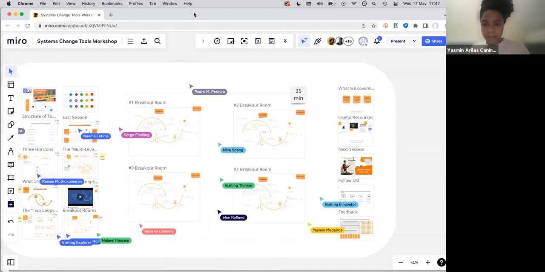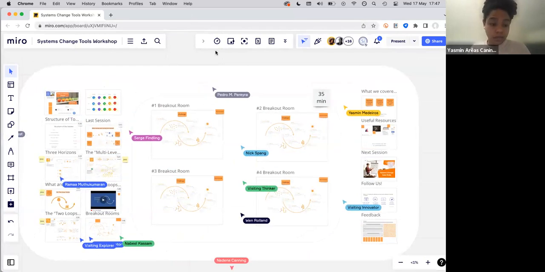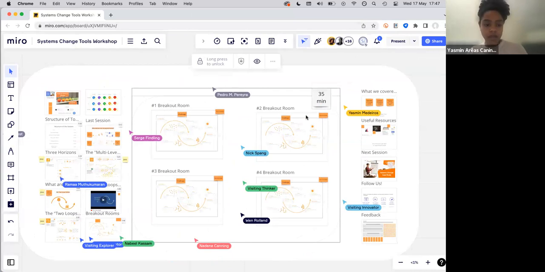Great. All right, I will create the breakout rooms now. If you are in breakout room 1, then you go to this first board here. If you're in breakout room 2, then you go to the second one and so forth.